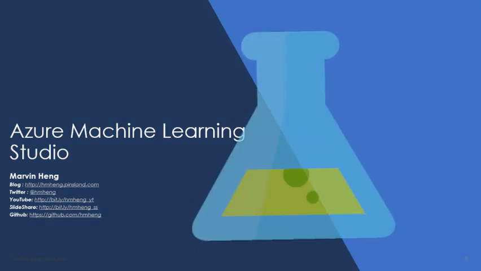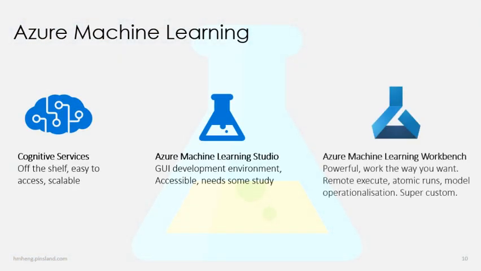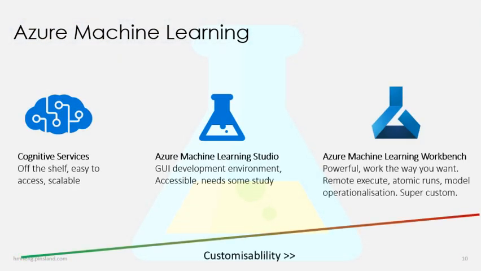So what is Azure Machine Learning? Azure Machine Learning consists of a few things: cognitive service, then also the learning studio and the learning workbench.